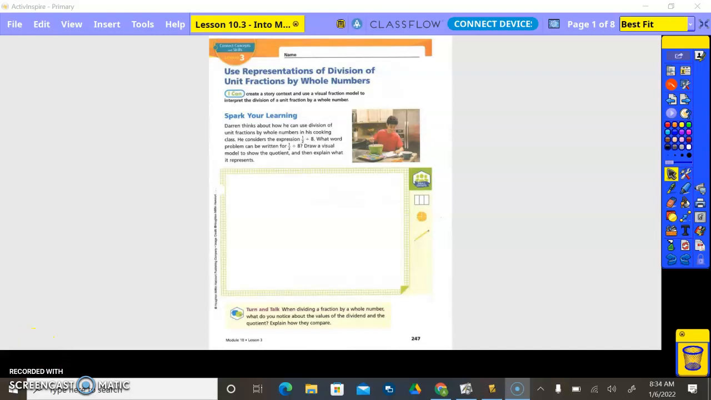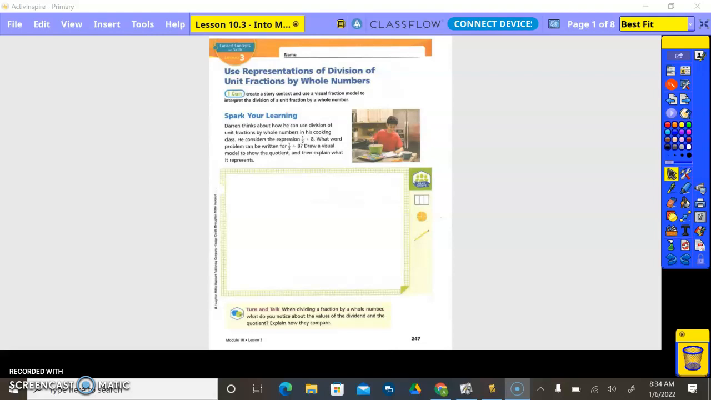Fifth grade lesson 10.3 in math. Use representations of division of unit fractions by whole numbers. I can create a story context to use a visual fraction model to interpret the division of a unit fraction by a whole number. Spark your learning.